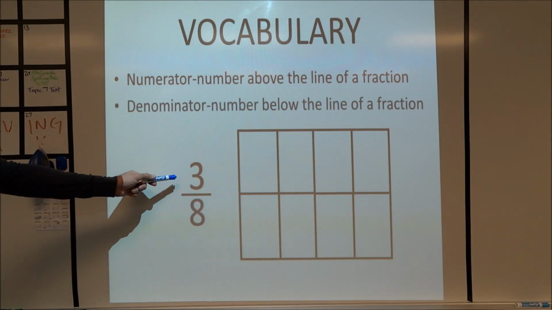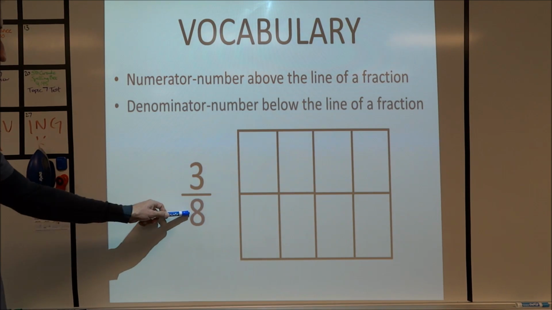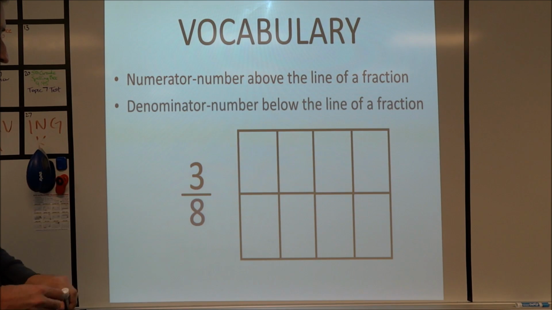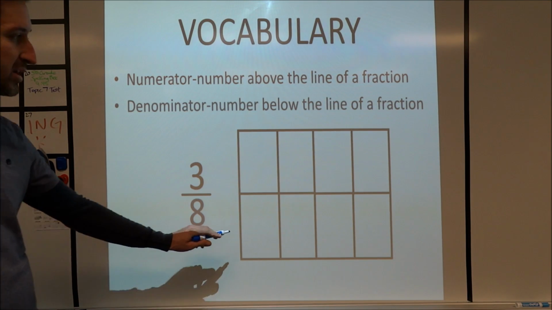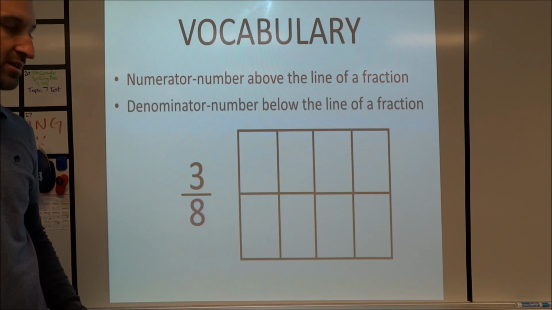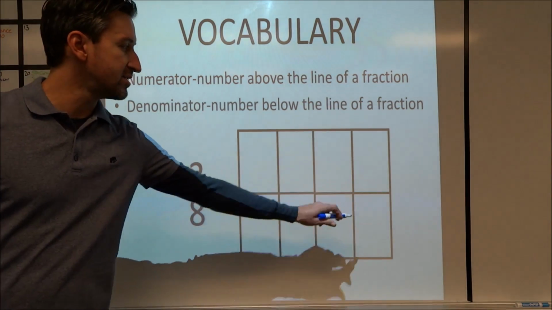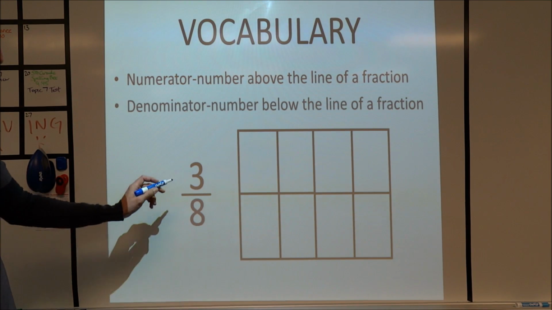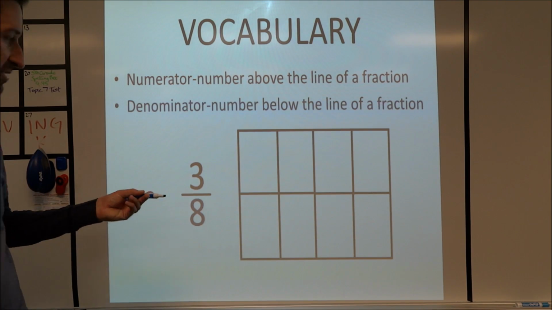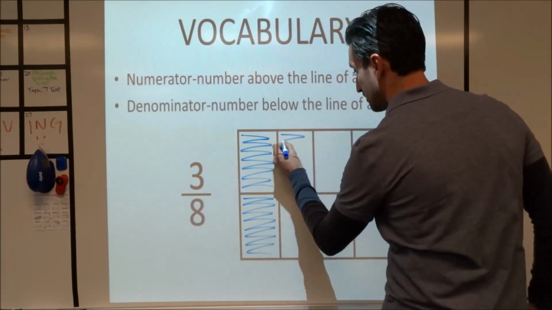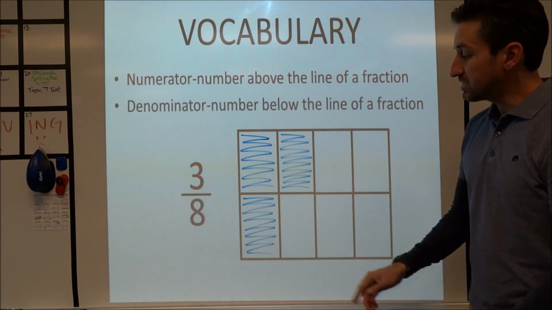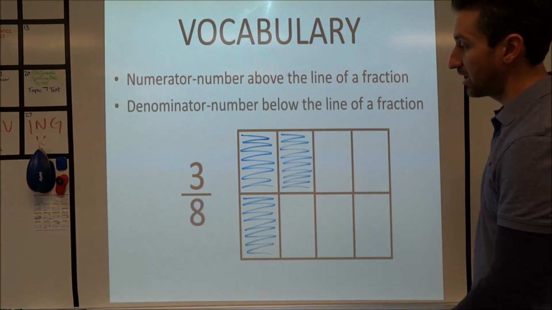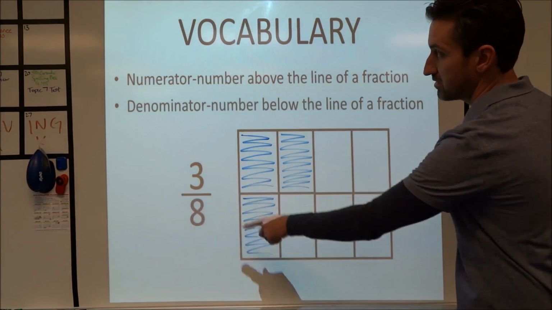In this fraction, 3/8, 8 is the denominator, and 3 is the numerator. 8 tells us how many equal parts there are. There are 8 equal parts. So 3/8 means that we would shade 3 of those 8. This is a model of 3/8. There are 8 equal parts, and 3 of them are shaded.